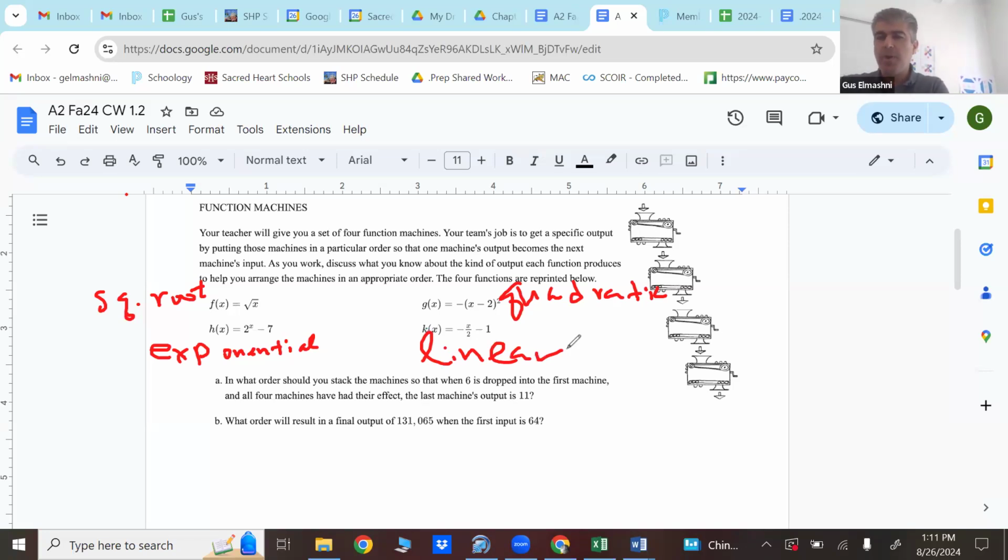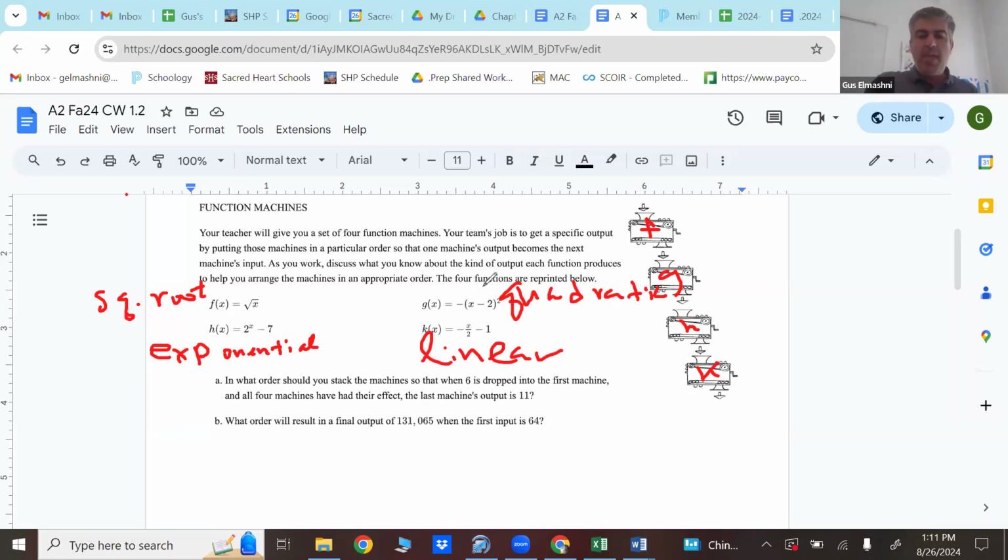Square root will be kind of small, linear kind of small, quadratic kind of in the middle. So for part A, they're asking to start with 6. And after you've gone through all 4 functions, you want the final answer to be 11. You don't have to write this down. You guys can just pay attention for now. Let's say I put the functions like this, right? I start with F, then G, H, K. So I started going alphabetical order, F, G, H, K, just to see what happens.